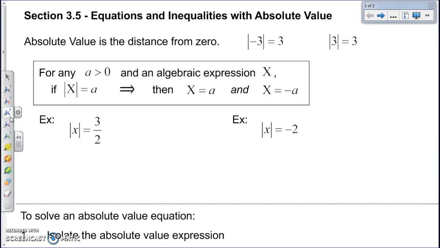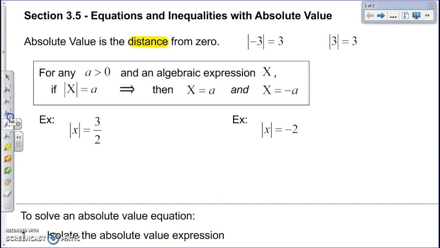If you leave from your house to drive to campus, you may drive 5 miles. If you leave from campus to drive back home, you've still driven 5 miles. You've not driven negative 5 miles. So, distance is always positive distance.